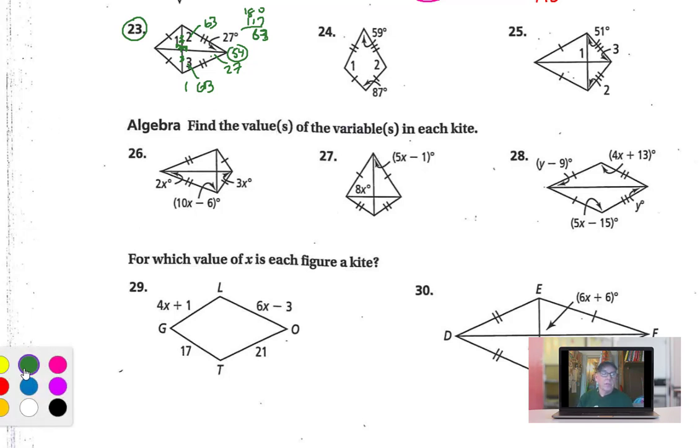Okay, let's go on to the next one. Let's see. Here we got a 59 and an 87. Two other congruent angles. Altogether, they have to make 360. 59 and 87 is going to be 146. If we do 360, take away 146, we get 214. Divide by 2, because these are both congruent, we get 107. So both of these are 107.